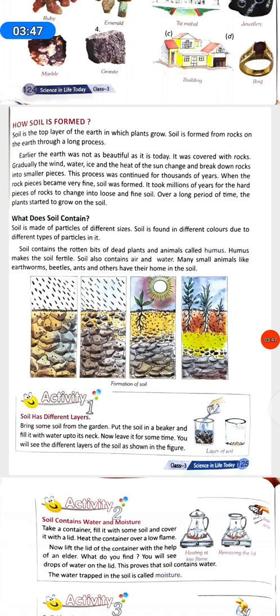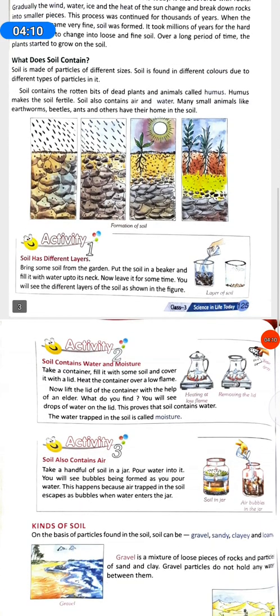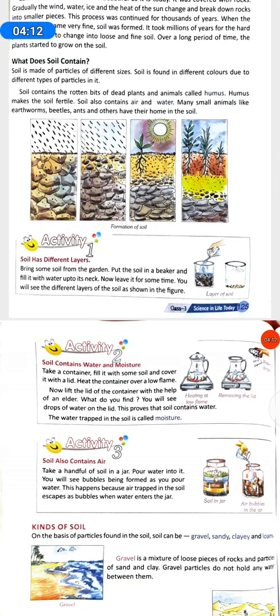Activity 1. Soil has different layers. Bring some soil from the garden. Put the soil in a beaker and fill it with water up to its neck. Now leave it for some time. You will see the different layers of the soil as shown in the figure. Layer of soil.